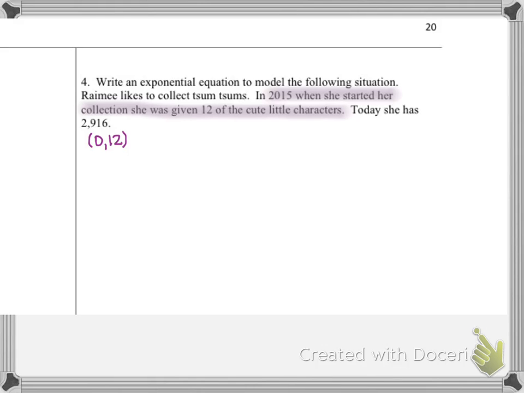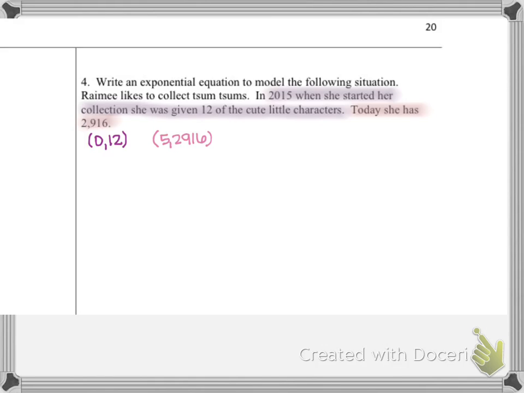All right, let's go through. Today she has 2,916. Okay, so to identify today, we need to compare it to 2015. So 2015 to 2020 is 5 years. So it would say 5 years later, she now has a total of 2,916. Okay, so now that I've extracted the points from this, I think I can go ahead and write the equations.